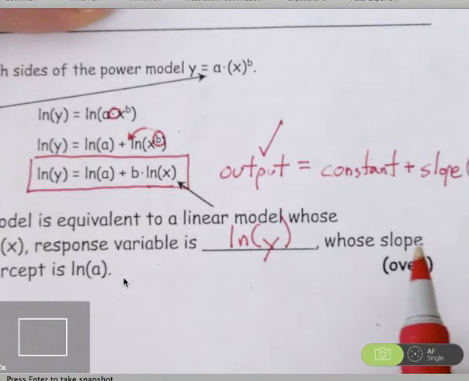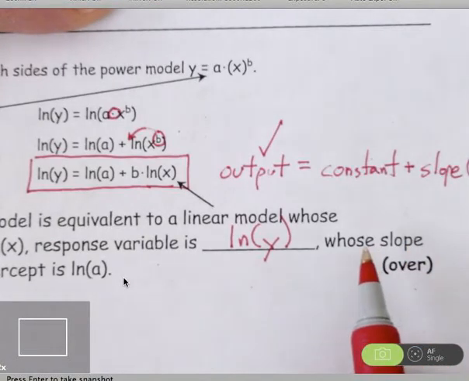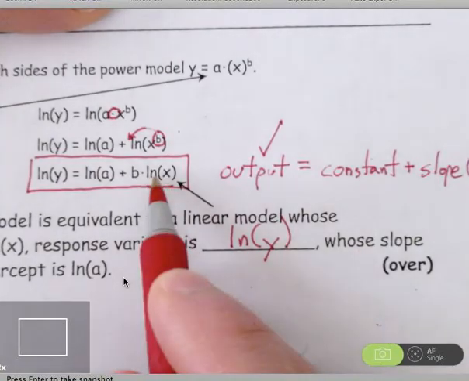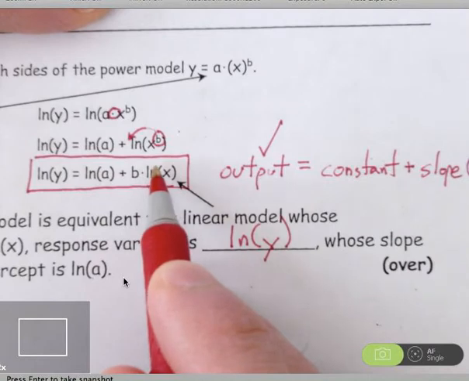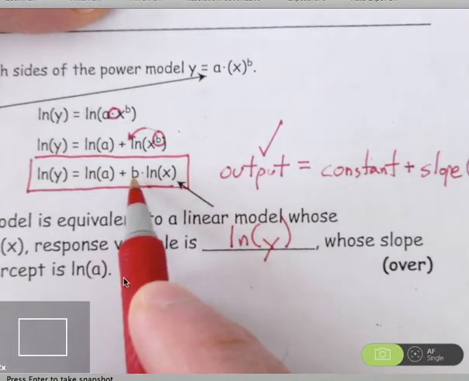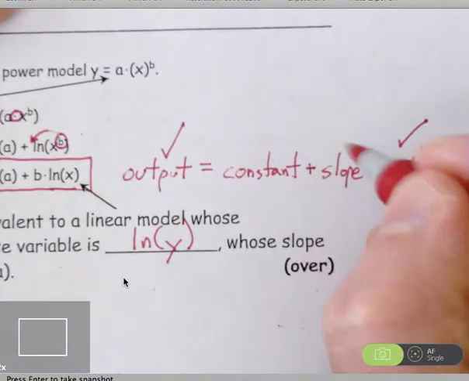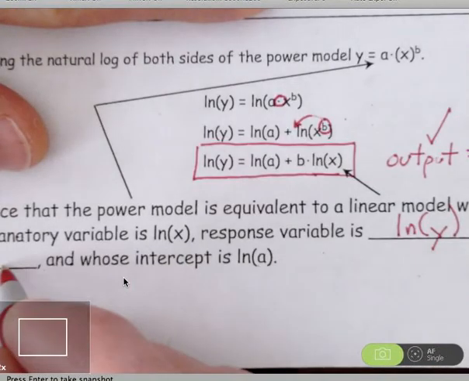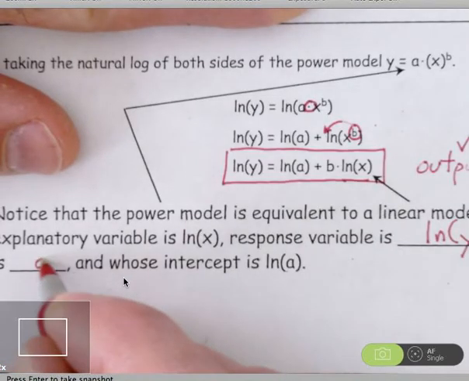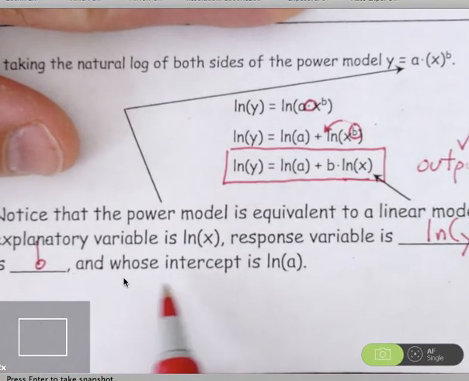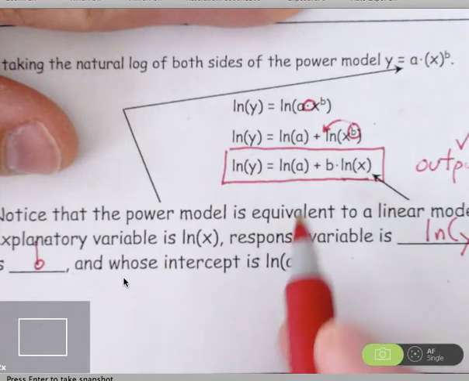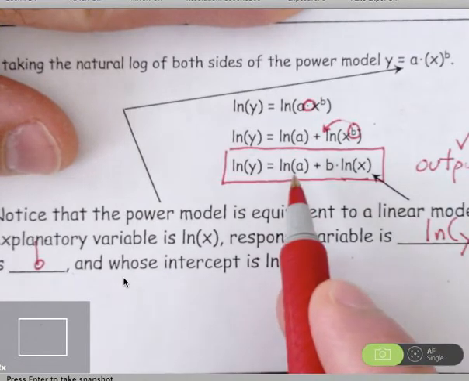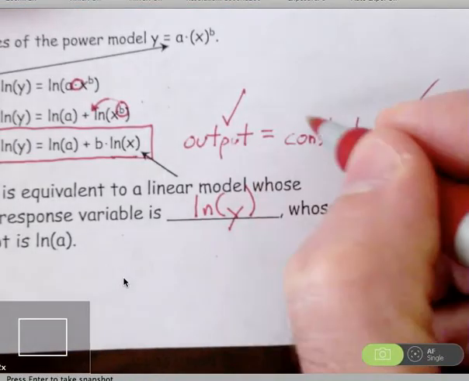So now this model also has a very specific slope. Here is our input, the natural log of x, and it is multiplied by a constant. That value is b, the b all by itself. So we do have a slope. That's just the plain b. And this also has an intercept. The intercept is a constant. It is the natural log of a. There it is. So this really is a linear form.